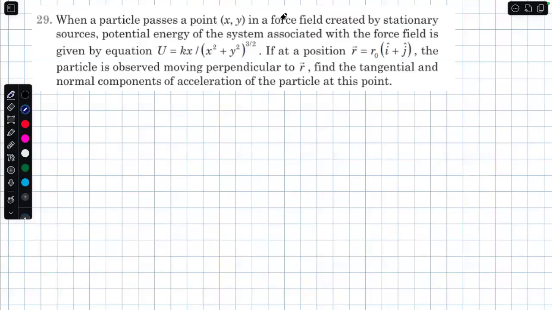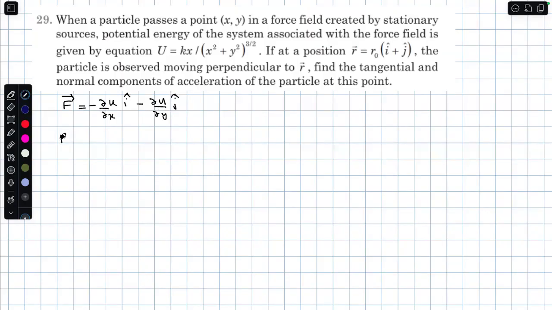Can I ask you a question? Is this conservative? How do you know it is conservative? Because it is a potential field. There is nothing to discuss on this. It's a potential field. So can I ask you how to write F? F bar is minus dou u by dou x i cap, minus dou u by dou y j cap.